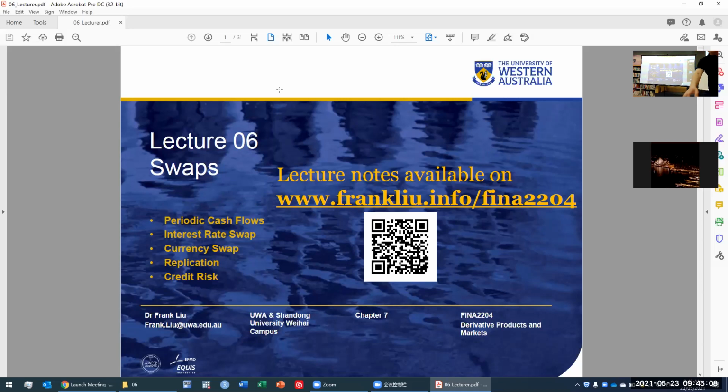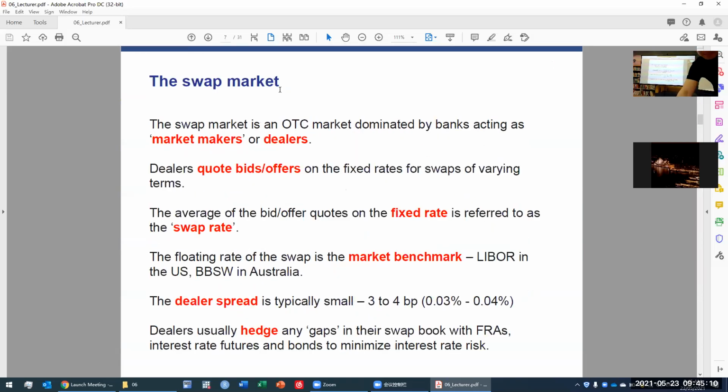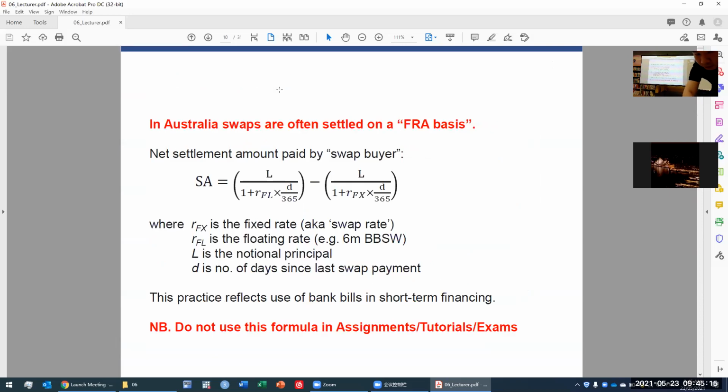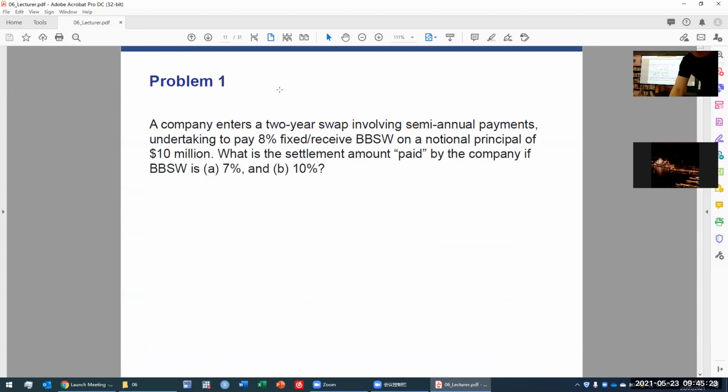All right. Make sure you know what this means. Here we don't actually use this, but we talk about it. Maybe Andy talked about it, maybe not. That is the FRA basis.